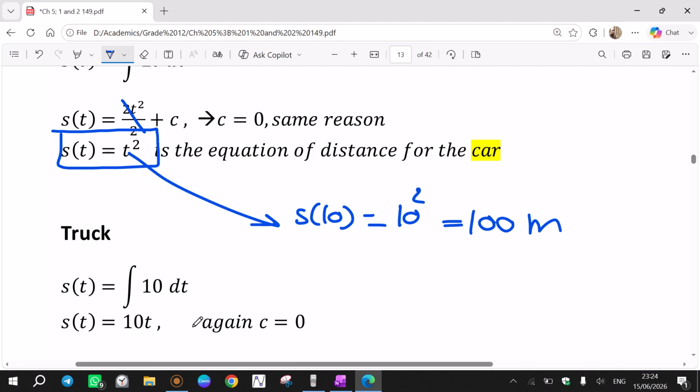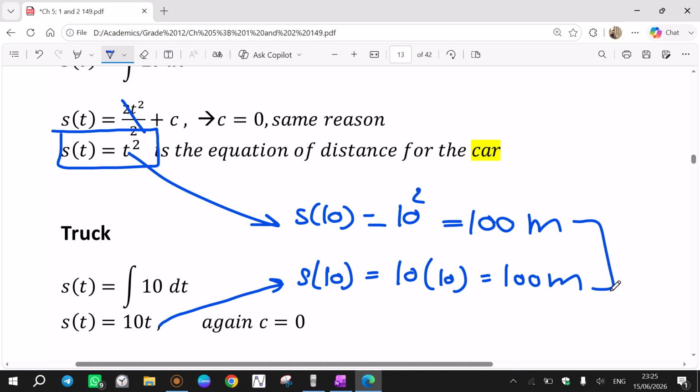And what if someone uses s of t of the truck? S of t of the truck is 10t. S of 10 for the truck is going to be 10 times 10, equal to 100. So the truck and the car are beside each other after 100 meters.